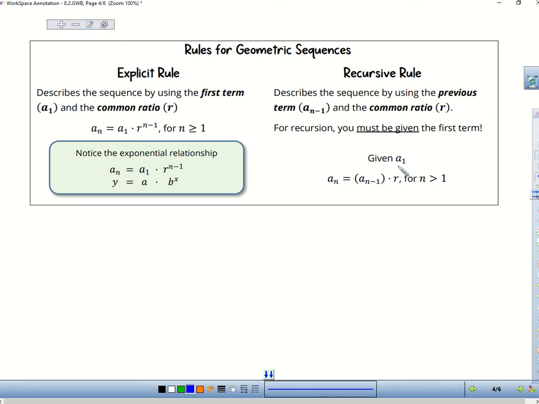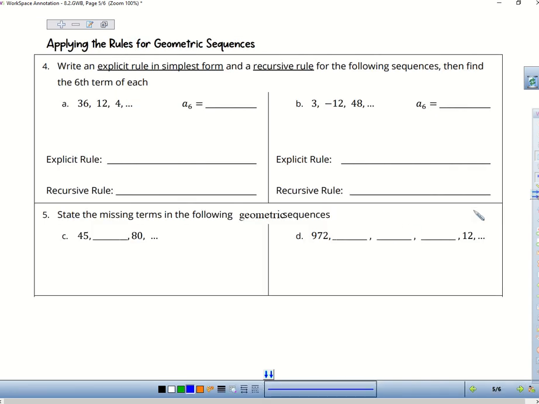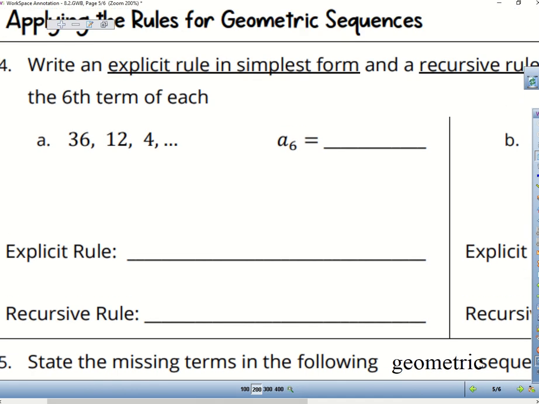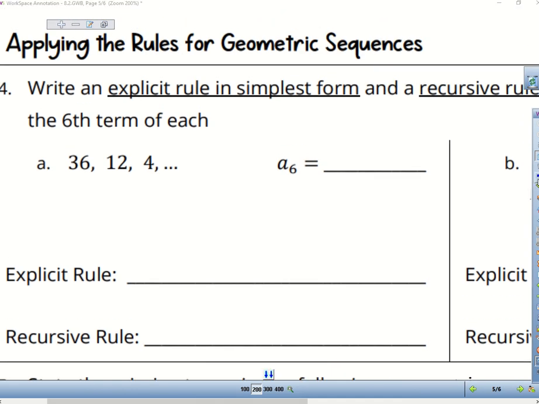Does anyone have any questions about this right here? All right. So let's go ahead and try to apply the formula. Write an explicit rule in simplest form and a recursive rule, and then find the sixth term. I'm going to zoom in here. They tell me that these are geometric sequences. So to find the common ratio, I'm going to take the second term divided by the first term, and what is this going to reduce to?